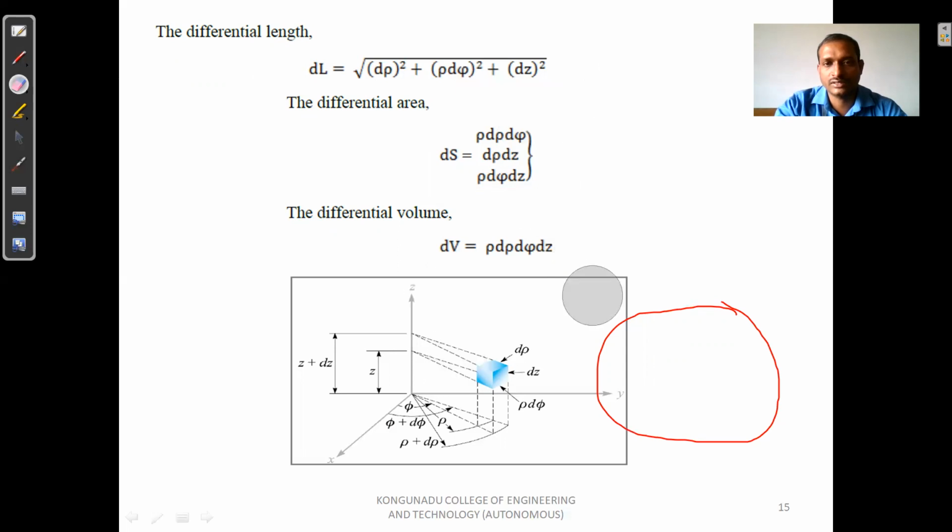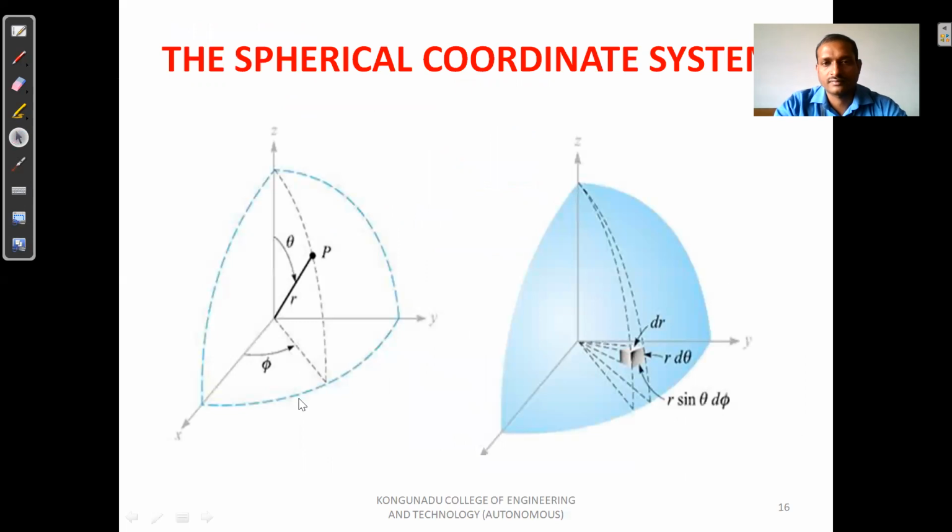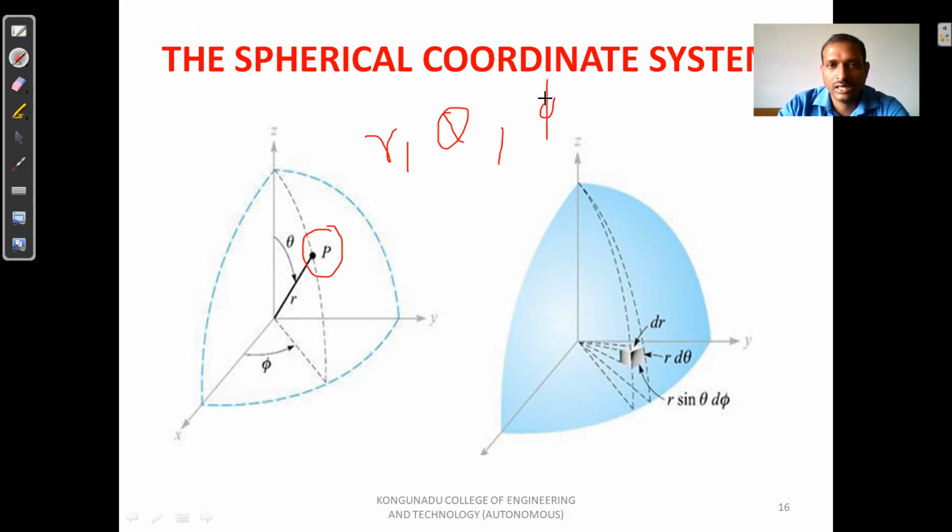The third one is the spherical coordinate system, which is in the sphere shape. In this we represent the point P with the help of r, theta, phi, where r is the radius, theta and phi are angles. If you increase small values of r, theta, and phi, finally we get this type of box.